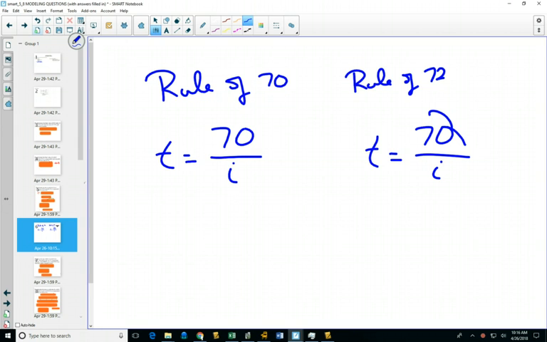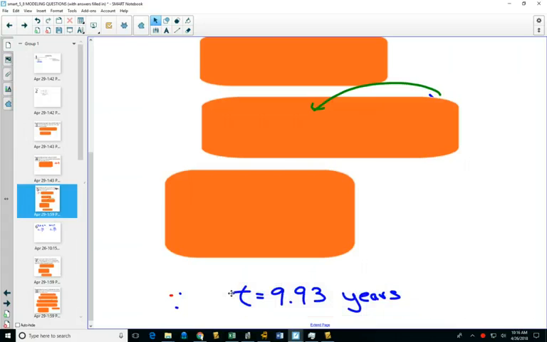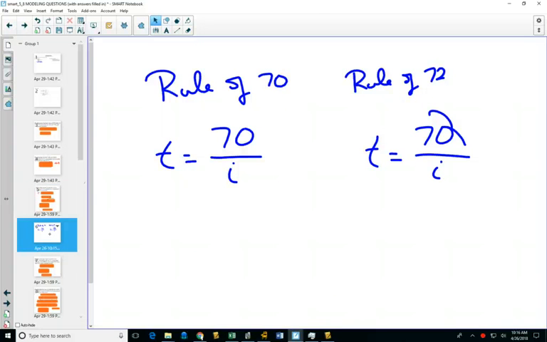Okay? Mental math, which is easier to divide by 7? 70 or 72? 70. So I put 7 in for interest rate, and I don't do a decimal, just 7. 70 divided by 7 is 10. What did we find out as our answer? 9.93. Oh, I hit the dot again. 9.93. Okay?